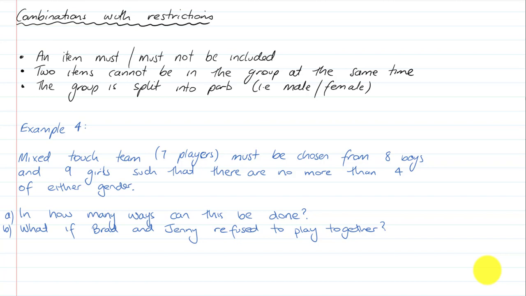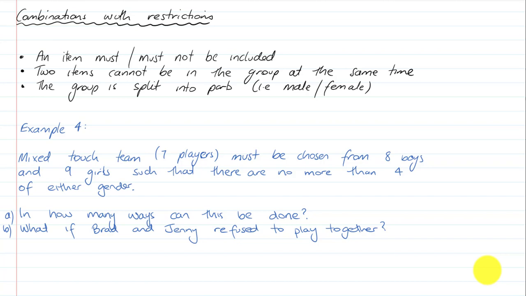So we've done combinations in video 8, and it's worth making sure you've seen that or you're well aware of some basic combination rules. But here we're going to talk about restrictions where, for example, those 3 dot points there: an item must or must not be included, or 2 items cannot be in the group at the same time, or the group is split into parts, i.e. male and female. So let's have a look at an example.